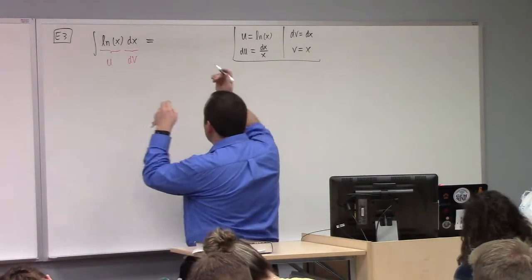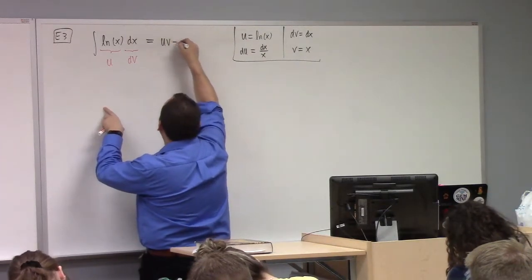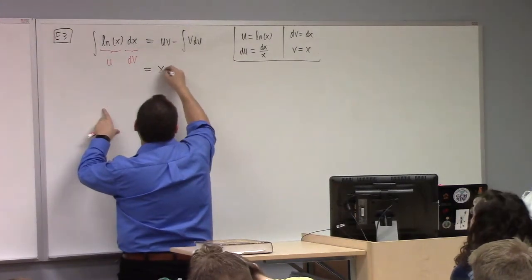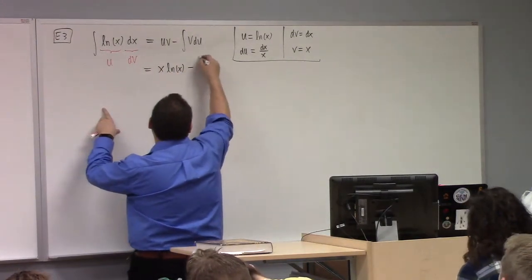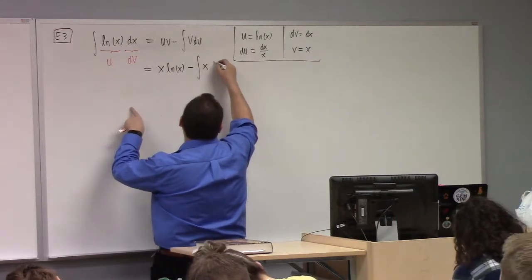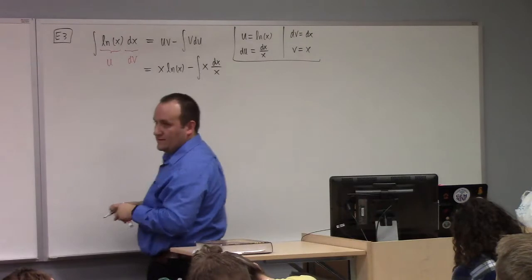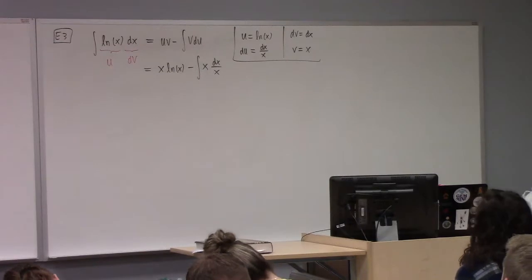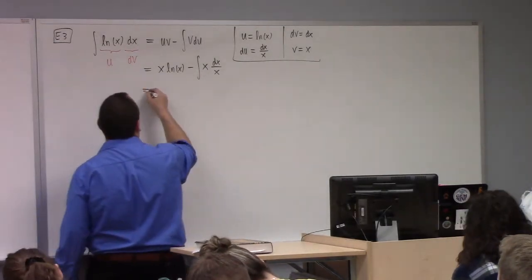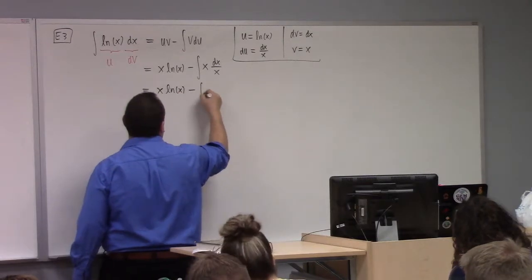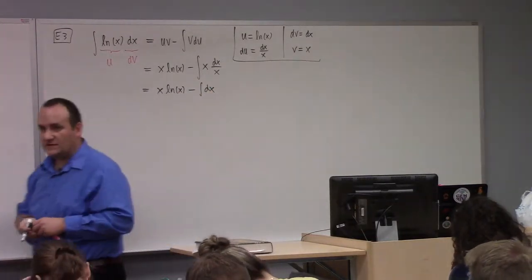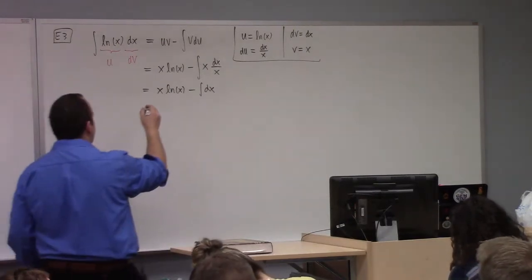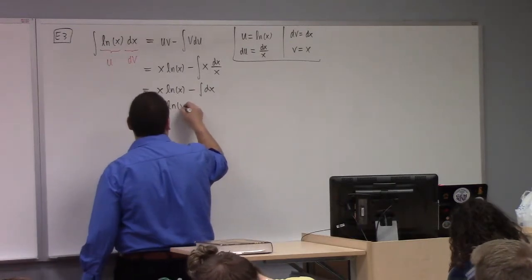All right, so I'll write it down symbolically again. This is uv minus the integral of v du. What's that look like here? That would be x log x minus the integral of what was v? X. What was du? dx over x. Whoa, look at that. The x's, they be canceling. And that's pretty nice, because now we've got x log x minus the integral of dx. What's the integral of dx? X, right.